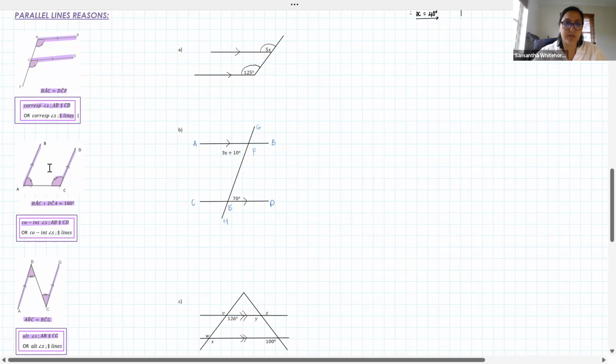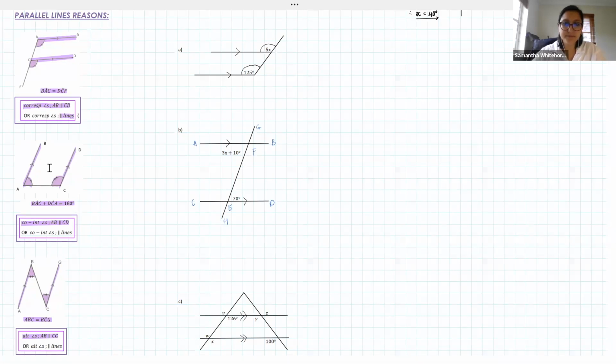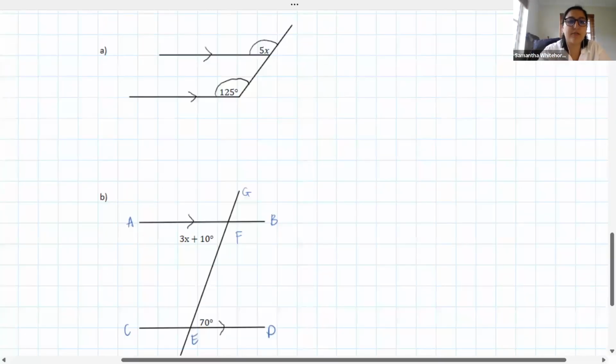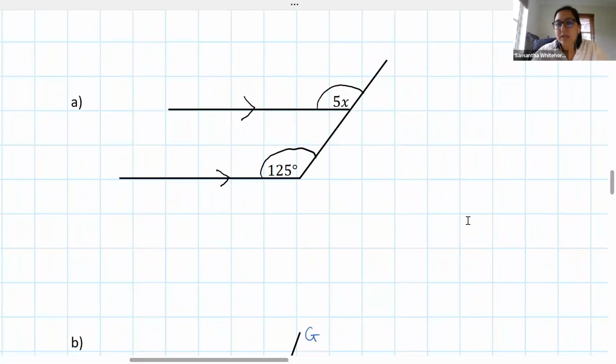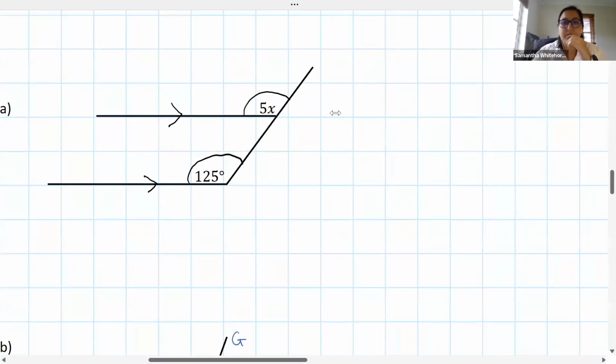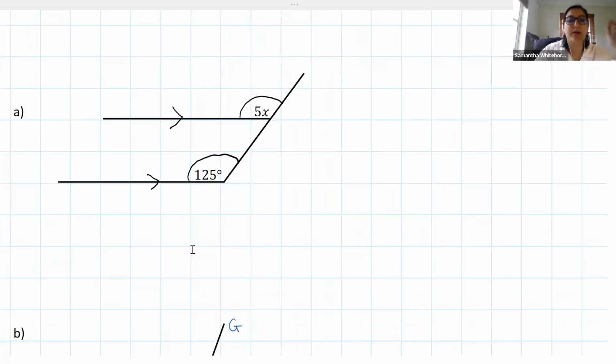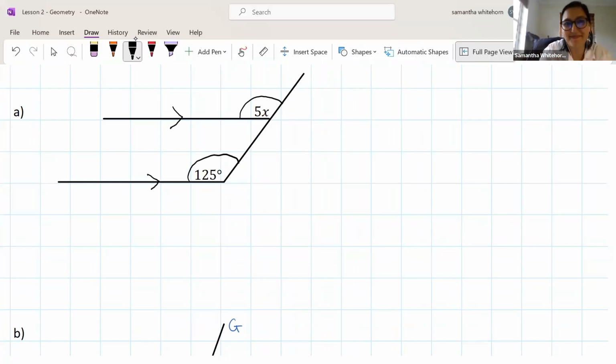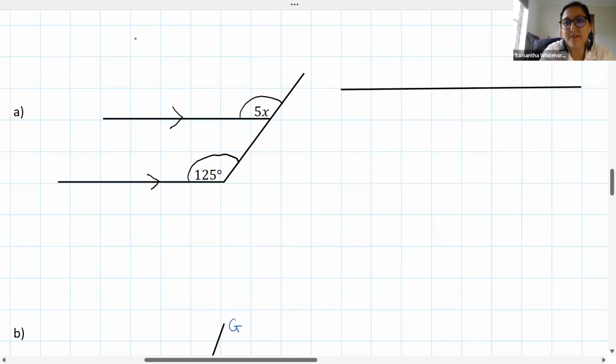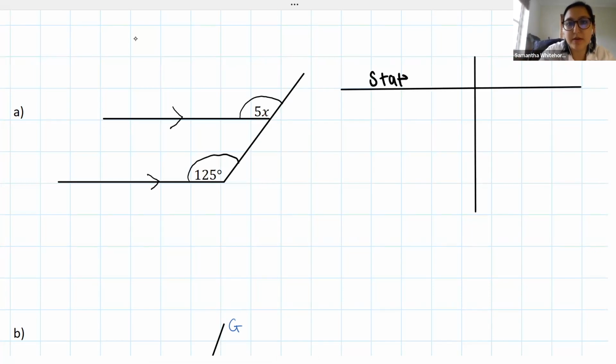And then we're going to have a look at these examples on the side here. Alrighty, so let's have a look at question A. So based on what we've just discussed, who wants to tell me which reason I could use to work out the value of x in question A? Utle, what do you think? I think that they are corresponding angles. Very nice. And are corresponding angles equal, or what is their relationship? They are parallel.